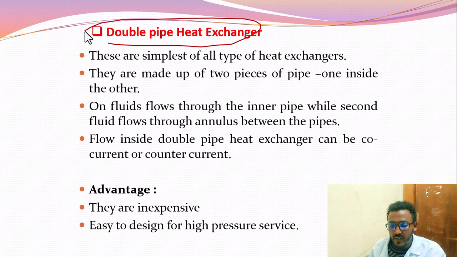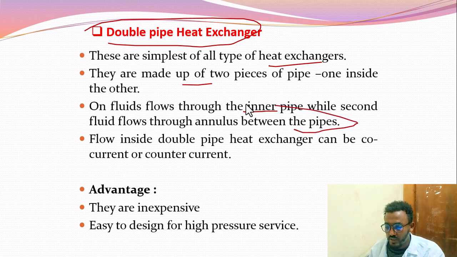And the other one is the double pipe heat exchanger. They are the simplest of all types of heat exchanger. They are made of two pieces of pipe, one inside the other, and one fluid flows through the inner pipe, while the second fluid flows through the annulus between the pipes.